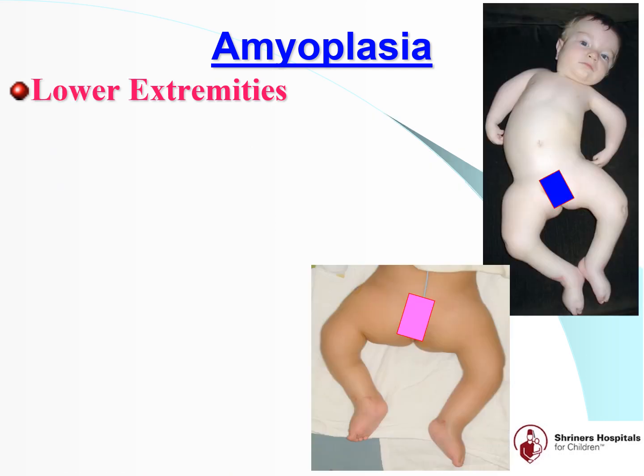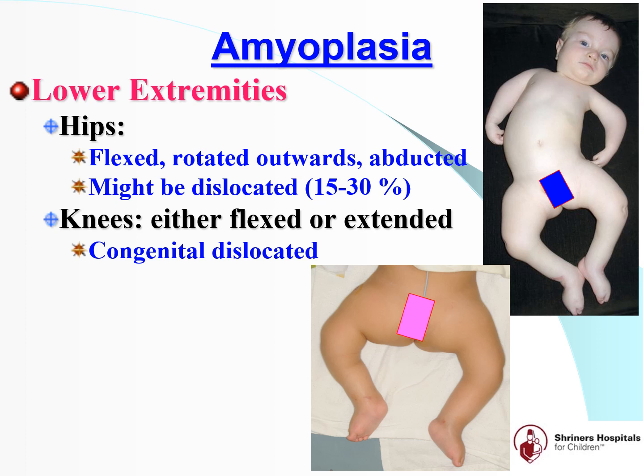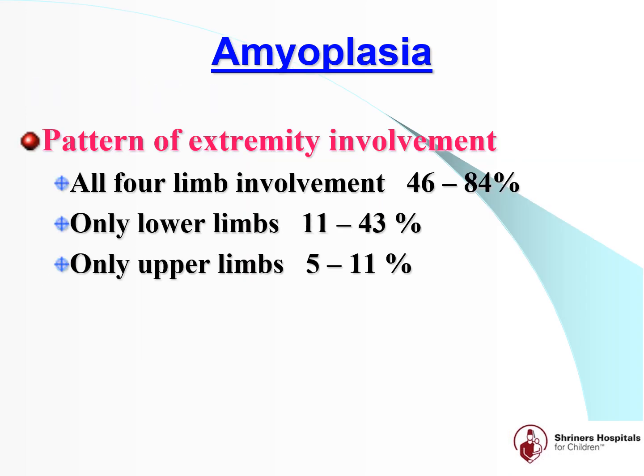In the lower extremities, the hips are flexed and rotated outwards in what is often called the Buddha or lotus position. The hips are dislocated in about 1/4 of the cases. The knees can either be bent or extended. By far the most common foot deformity is the clubfoot. The most common pattern of involvement is for all 4 limbs to have contractures. Occasionally only lower extremities are involved, and involvement of only the upper extremities is the least common presentation.